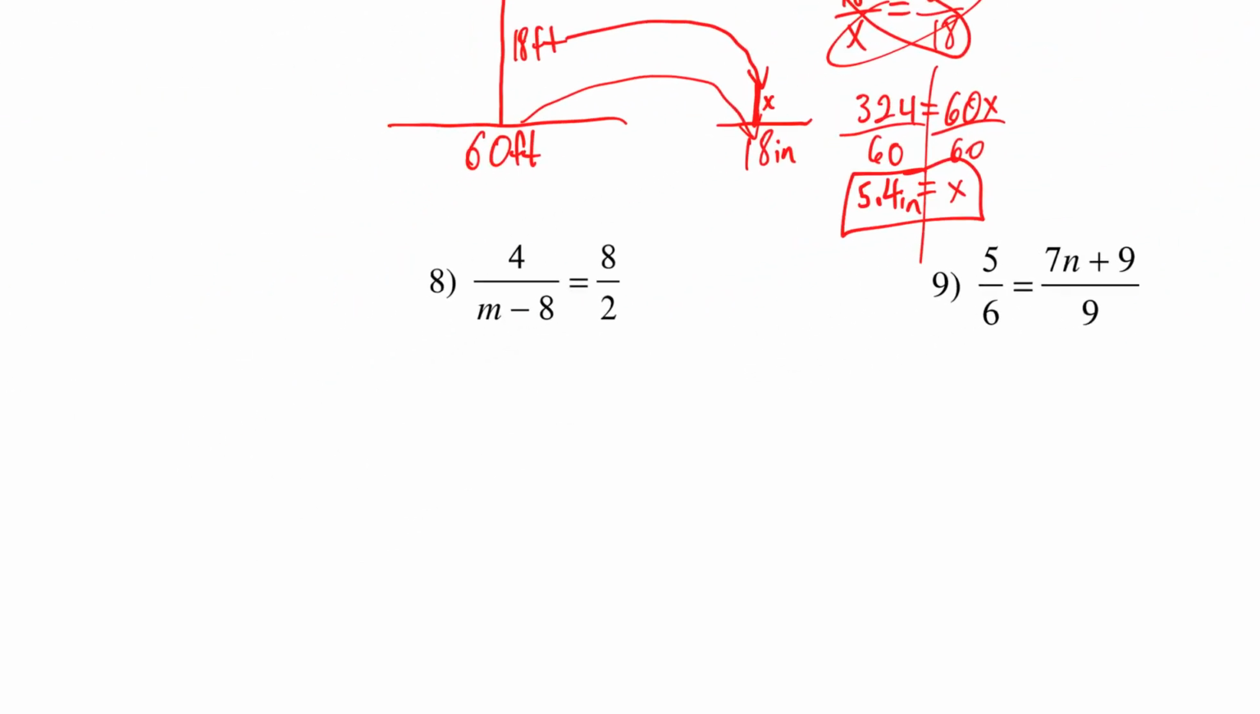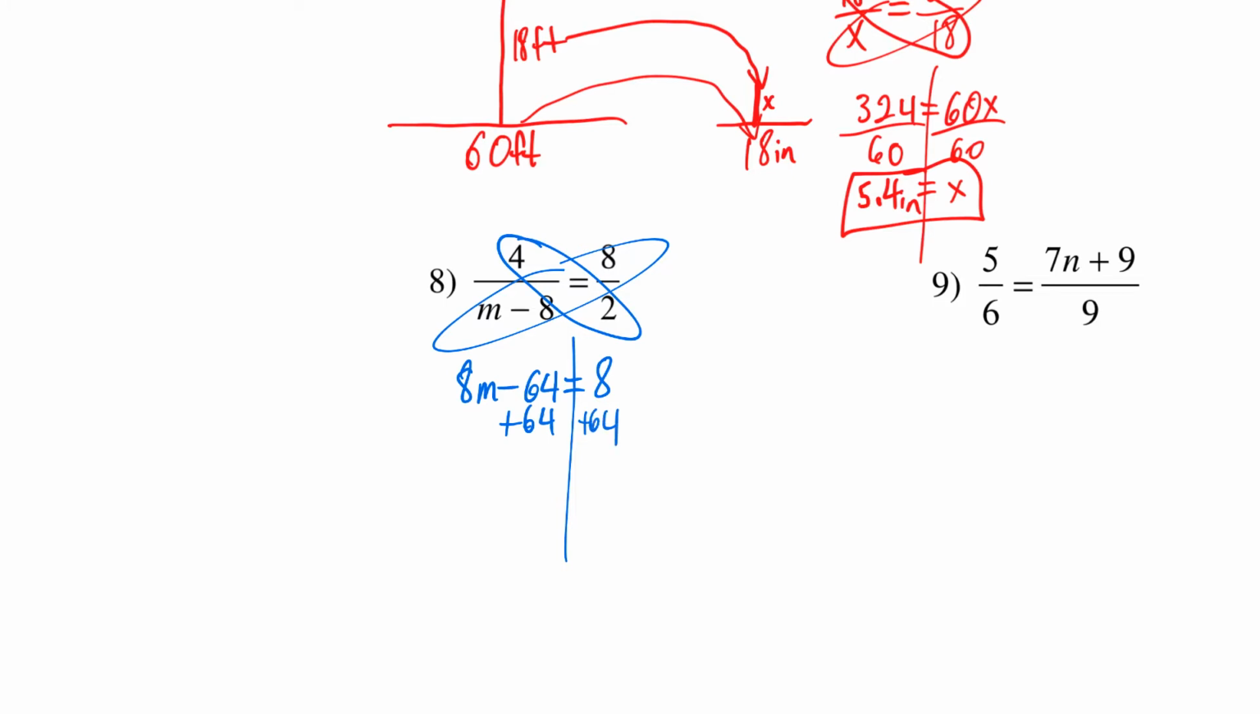All right, number 8. So m minus 8 times 8 is what? 8m minus 64. And 4 times 2 is 8. Add 64 to both sides. 8m equals 72, divided by 8. And so m equals 9.